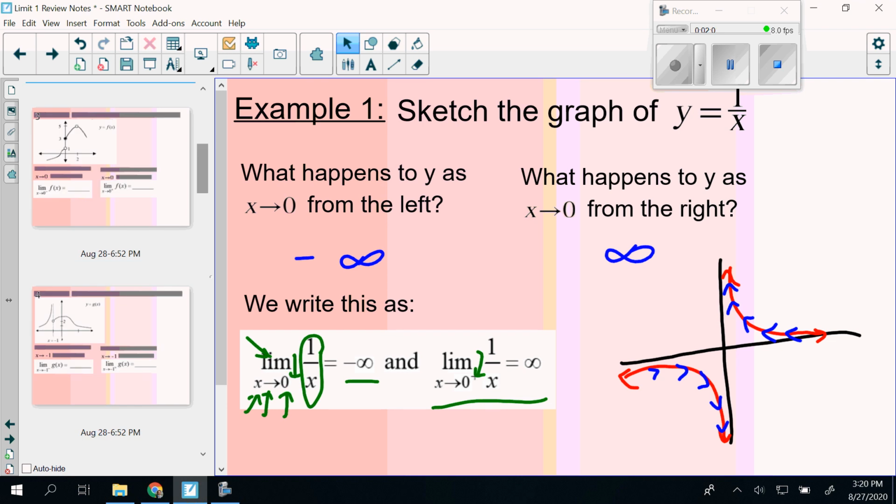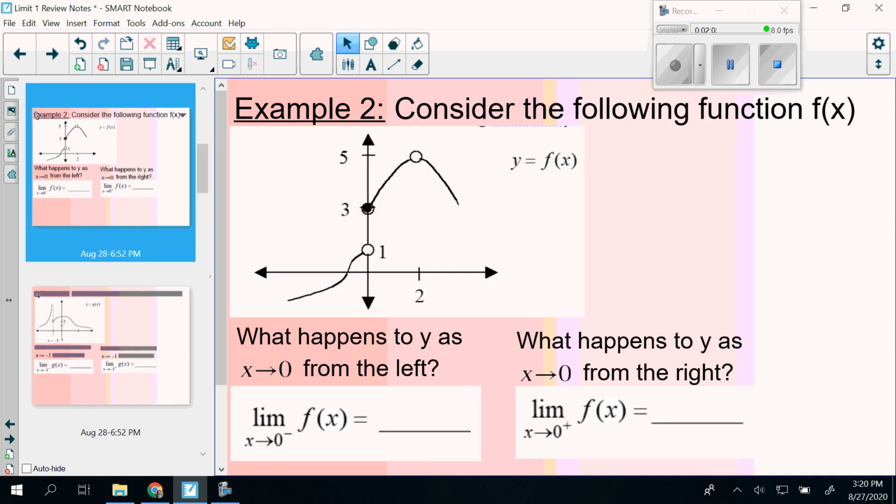All right. So looking at some graphs then, consider this function. What happens to our graph y as x approaches 0 from the left? We can see from up here that from the left, meaning from the negative side, as we approach 0, there's not a point there, but it looks as though it should be approaching a y value of 1, and so we would indicate that this is 1.